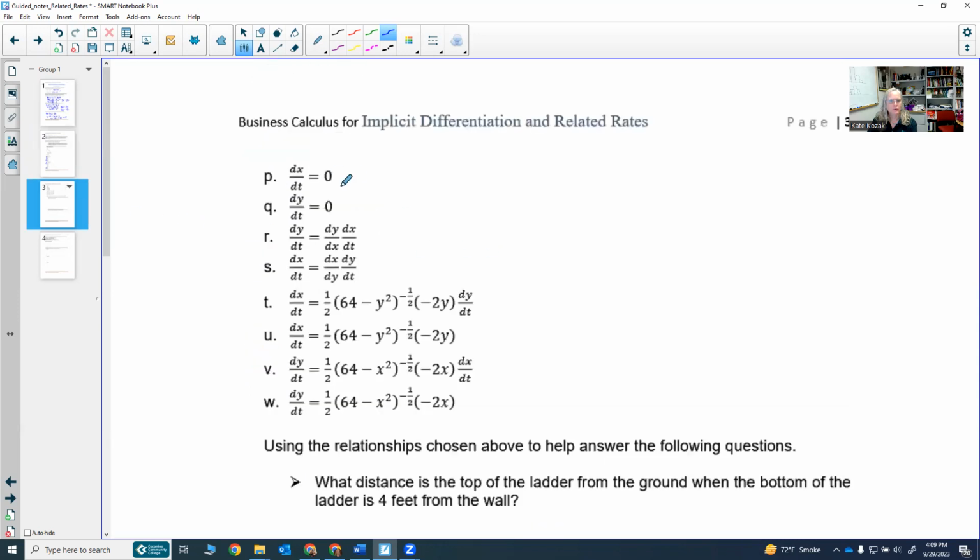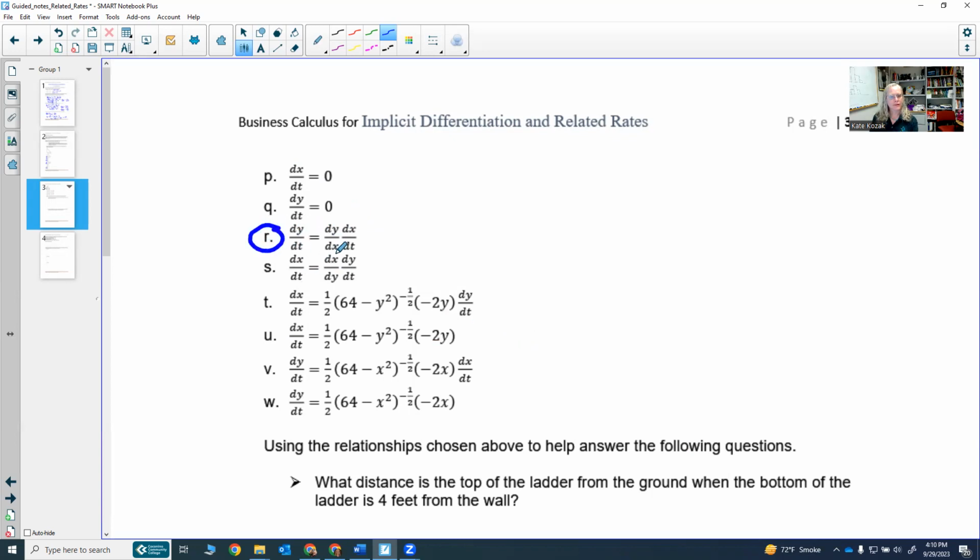On the next page, we have dx/dt equals 0, and again, we don't know how x is changing, so we can't pick that one. Q is dy/dt equals 0. We already determined what dy/dt is, so we can ignore that one. R is dy/dt equals dy/dx times dx/dt, and this is kind of a rate of change. This is saying that y is changing over time. Y is also changing with respect to x, and x is changing over time. So R is actually one that makes sense to pick.